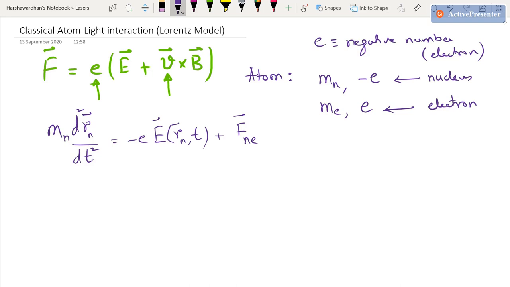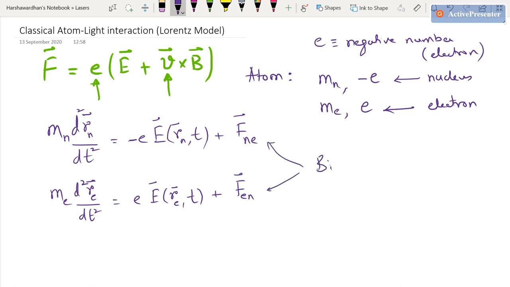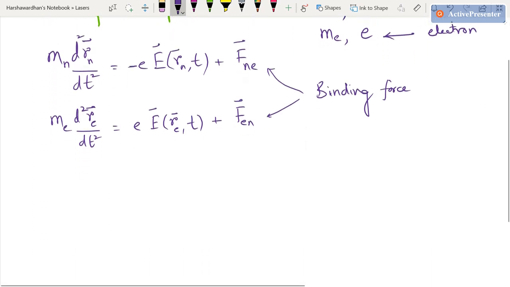Similarly, I can write down the Newton's law for the electron, which is mass of the electron times the acceleration of the electron. This quantity is equal to e times the electric field now at the location of the electron at time t, plus the binding force that is keeping the electron with the nucleus. So remember that this is the binding force which keeps the atom together. This force is essentially arising out of the Coulomb force, which is keeping the nucleus and the electron together. We will get back to this binding force soon, but now let's look at the following.